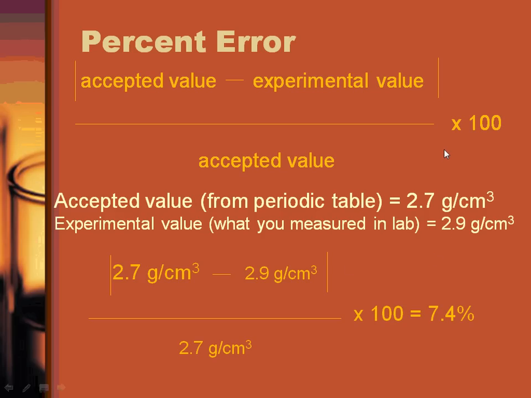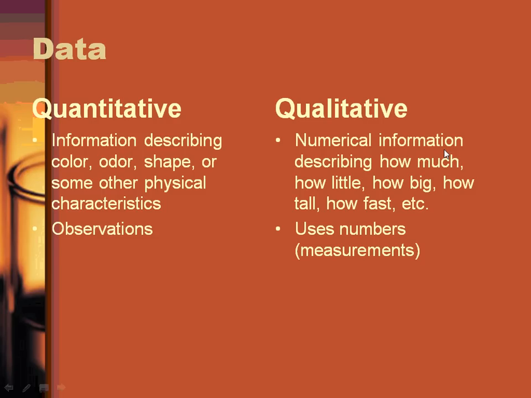The last thing that I'm going to talk about, and I want you to put this down in the summary section, is that we have what's called quantitative and qualitative data. If it's quantitative, that means it's describing color, odor, shape, other physical characteristics. This is basically observations that we see. Whereas qualitative, it's numerical information: how big, how small, how tall, how fast. We use qualitative for numbers. I have this messed up.